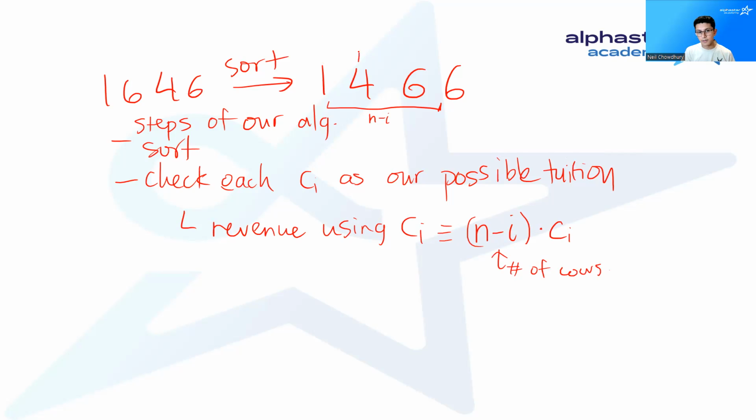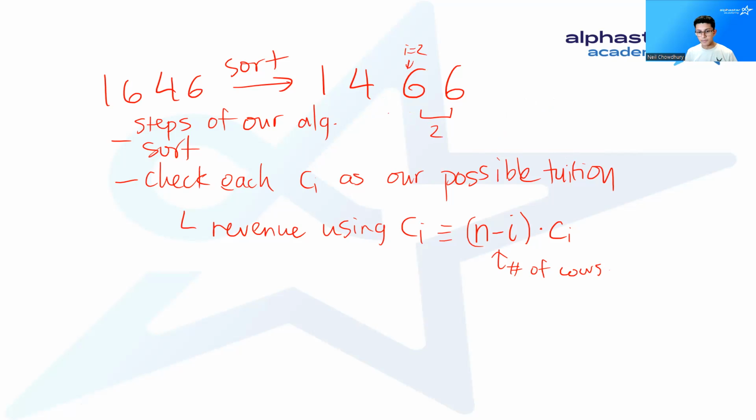And if we go on to I equals 1 here, then we'll get 4 times the number of cows here, which is 3. And so Farmer John's revenue would be 4 times 3. And for 6, it would be these 2 cows and I equals 2. So it would be CI, which is 6, times 2, which is 12. So this is the idea of how we're going to implement this.